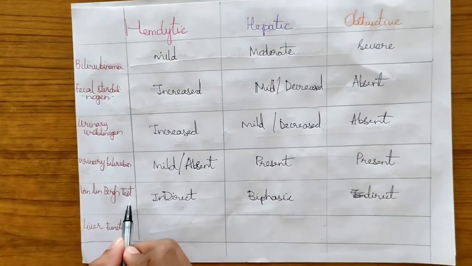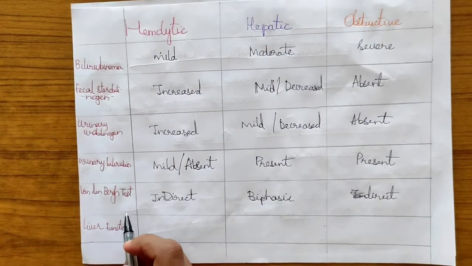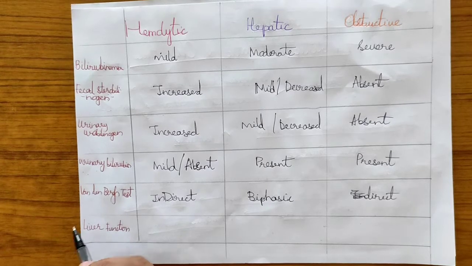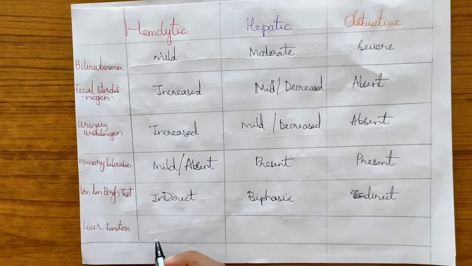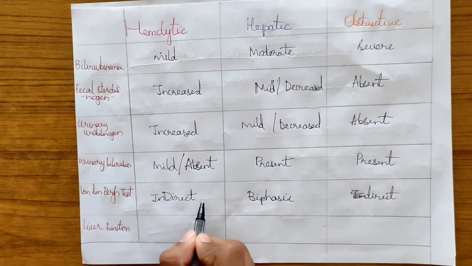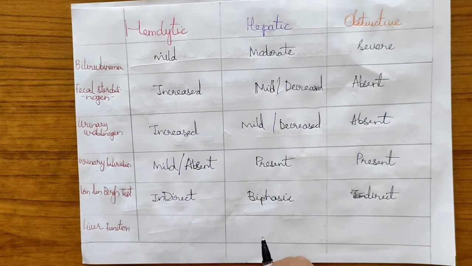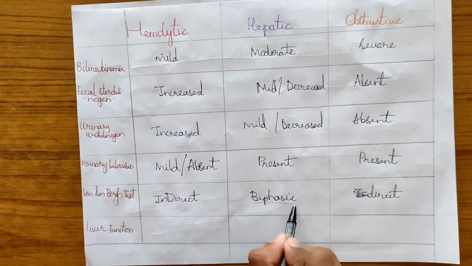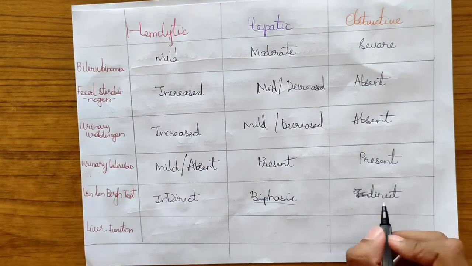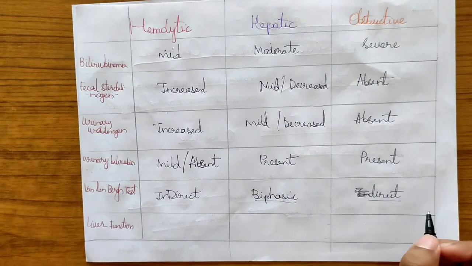Now the Van den Bergh test. This test confirms whether the bilirubin is conjugated or unconjugated. In hemolytic jaundice, most of the bilirubin will be unconjugated, so it is an indirect test. In hepatic jaundice, some will be conjugated and some will be unconjugated, so it is a biphasic test. And in obstructive jaundice, it is a direct test.